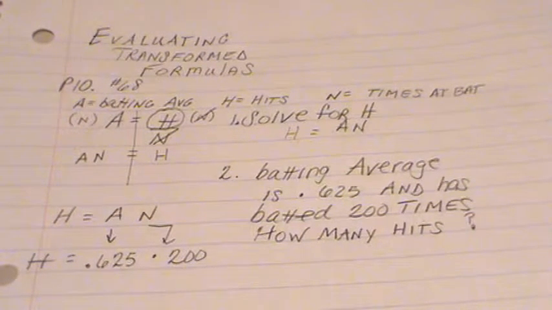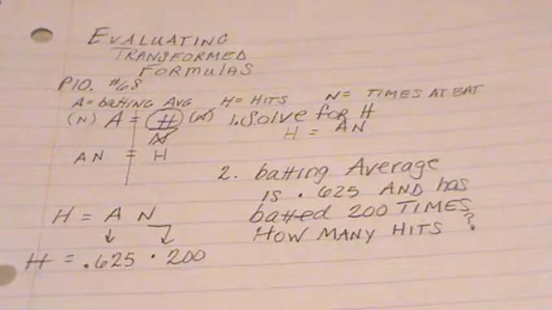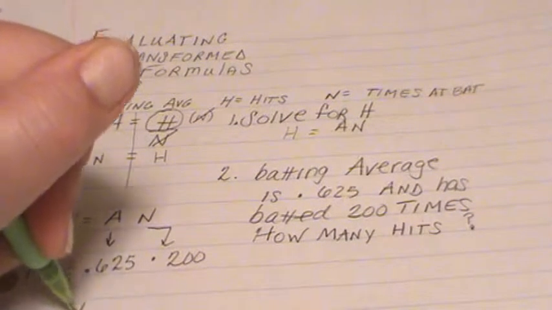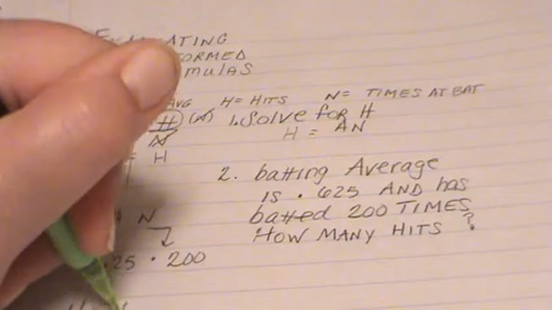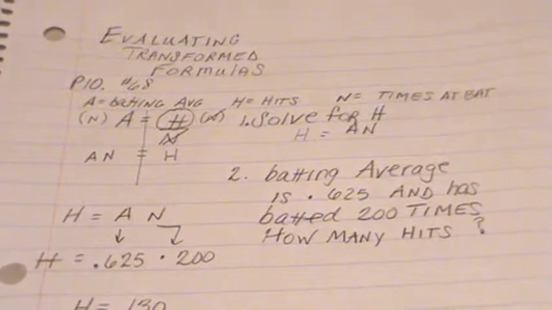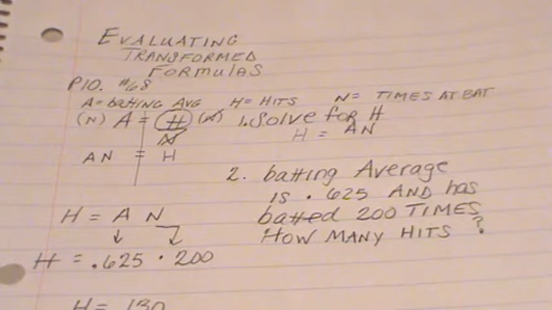So if you guys have your calculators, go ahead and get them out and multiply the .625 times 200. That will give you an answer of 130, which means that he got 130 hits out of 200 times at bat. I'm going to give you a minute to leave that up there so you guys can get it copied down.